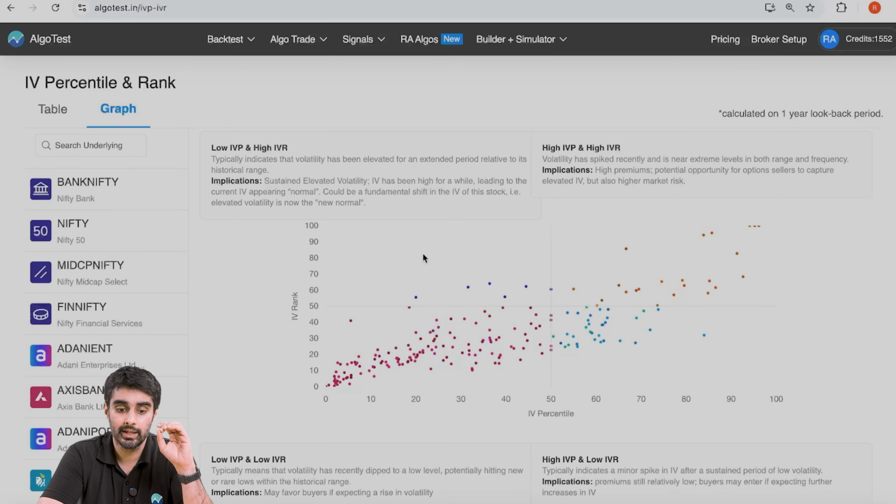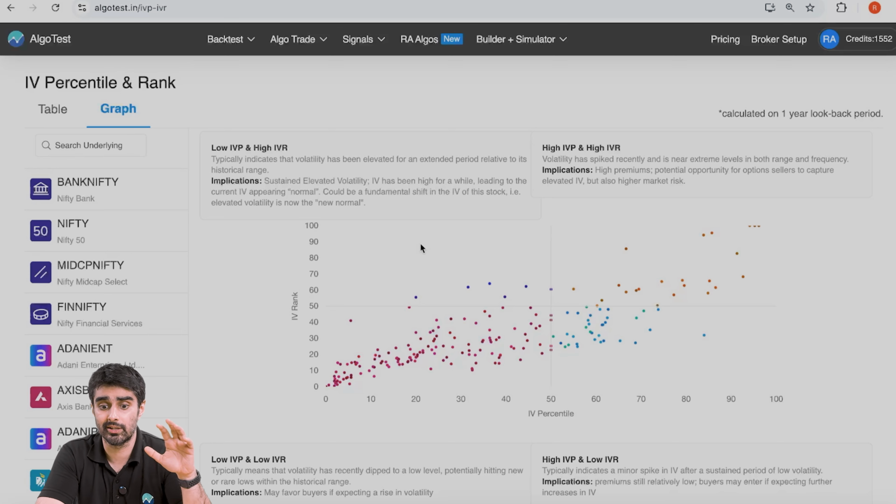So it's almost like, hey, it's a new regime, right? Volatility is now high. Sustained elevated volatility, that's what it means. That these stocks are in a new volatility regime potentially. IV has been high. So let's read the description. It says IV has been high for a while, leading to the current IV appearing normal, right? Which is showing up in the low percentile number.